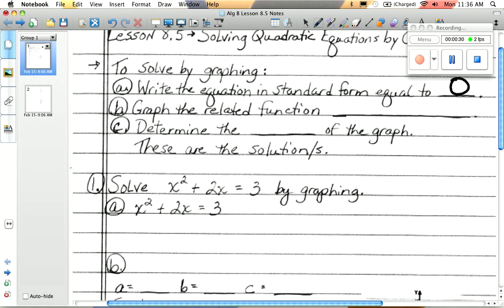And then we're going to graph the related function. So now we are going to graph it as if that 0 is a y. And then we're going to determine the zeros of the graph. These are going to be the solutions.